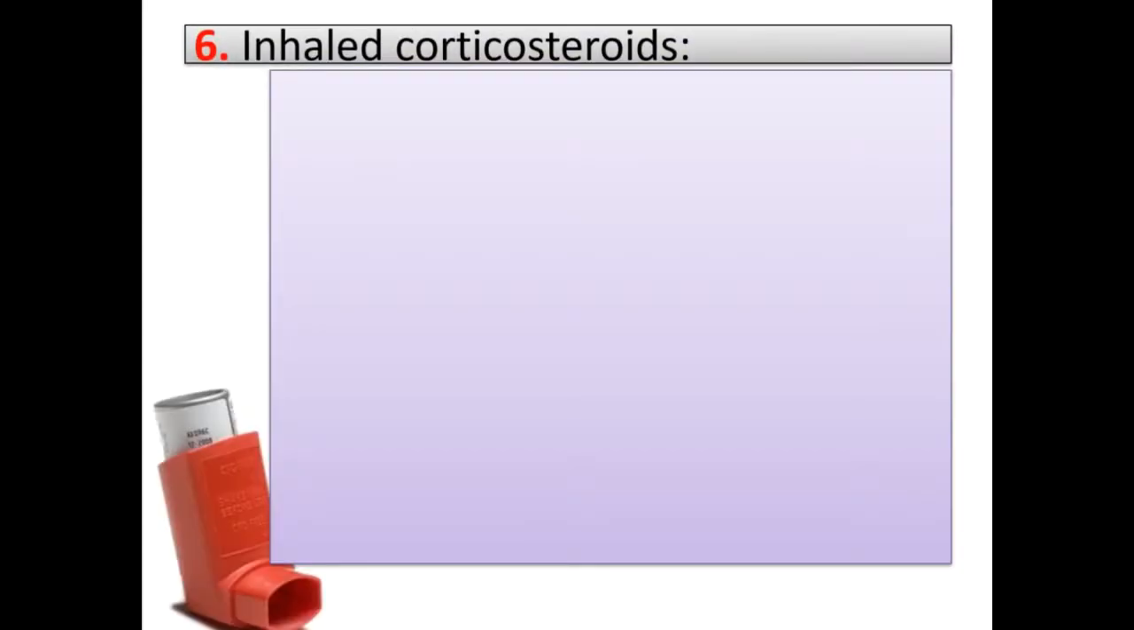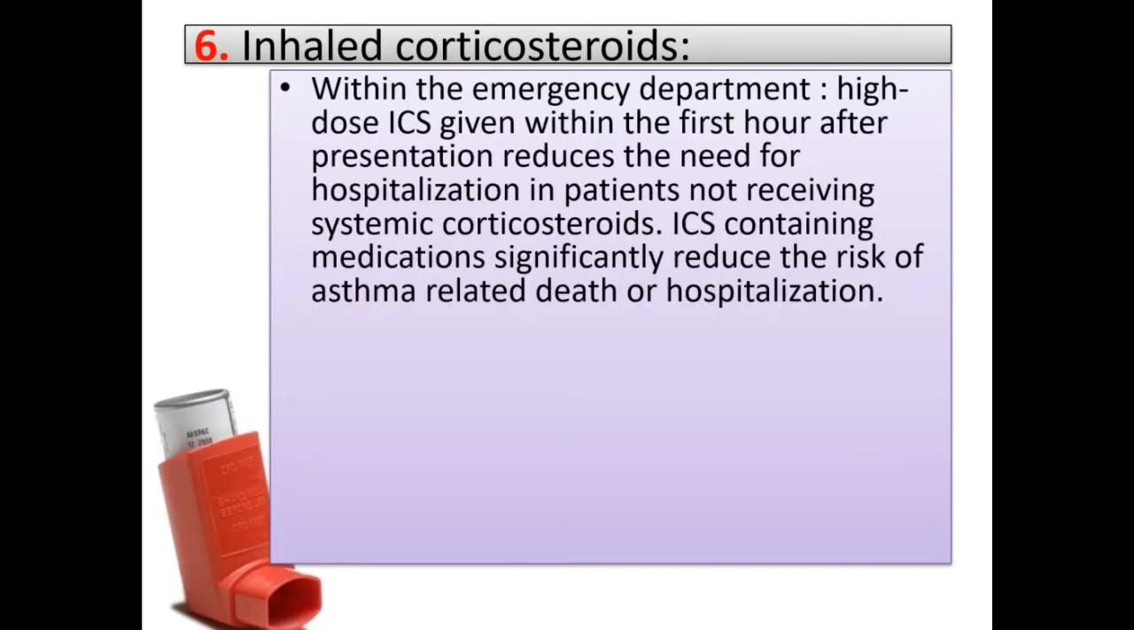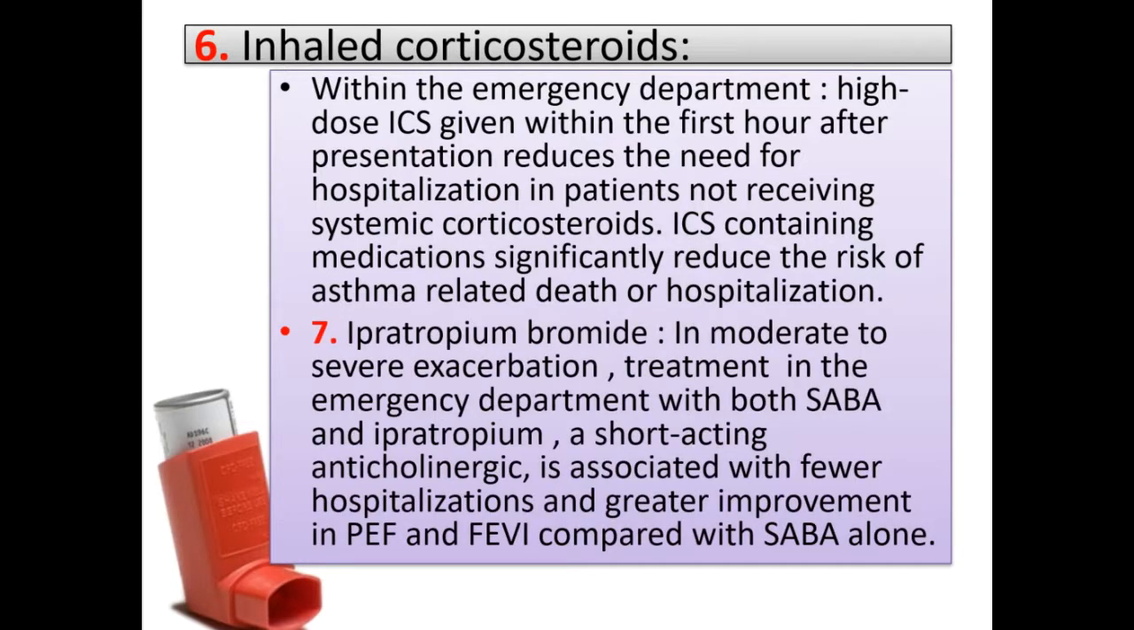5. Inhaled corticosteroids. Within the emergency department, high-dose ICS given within the first hour after presentation reduces the need for hospitalization in patients not receiving systemic corticosteroids. ICS-containing medications significantly reduce the risk of asthma-related death or hospitalization. 7.